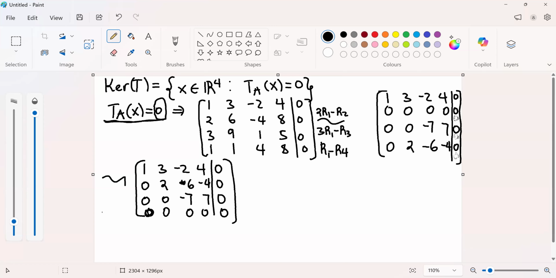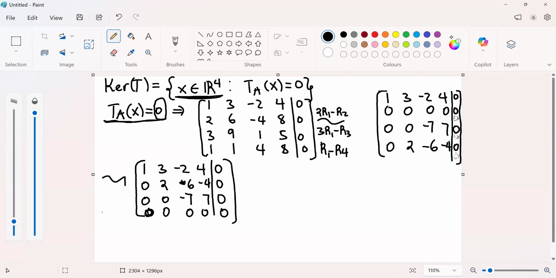So now look at what I have in my resulting matrix. First of all, I am operating in R4. So if X is in R4, then X has 4 entries. That is X1, X2, X3, and X4.